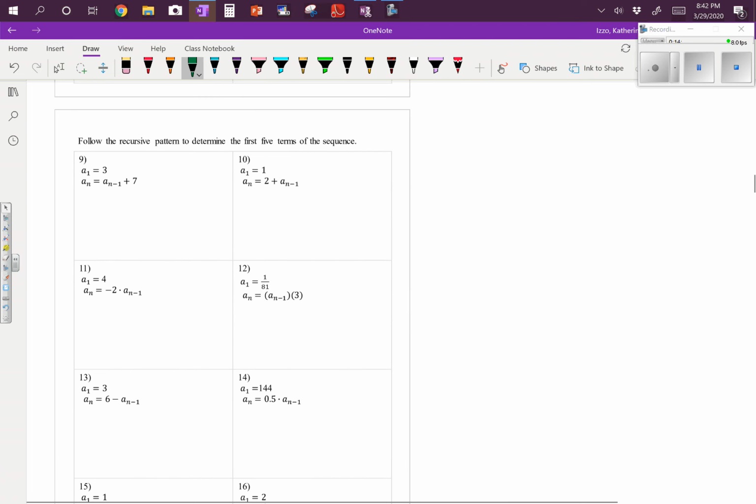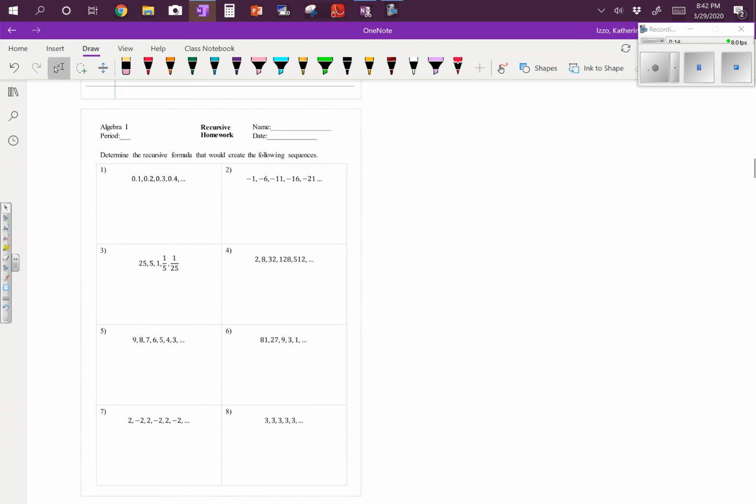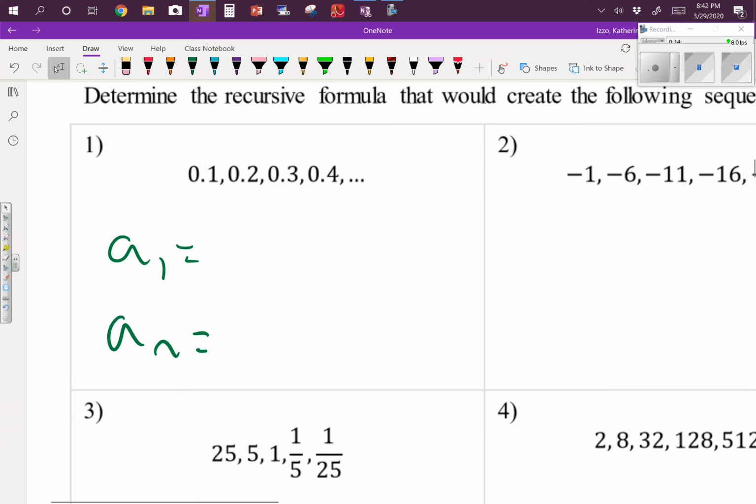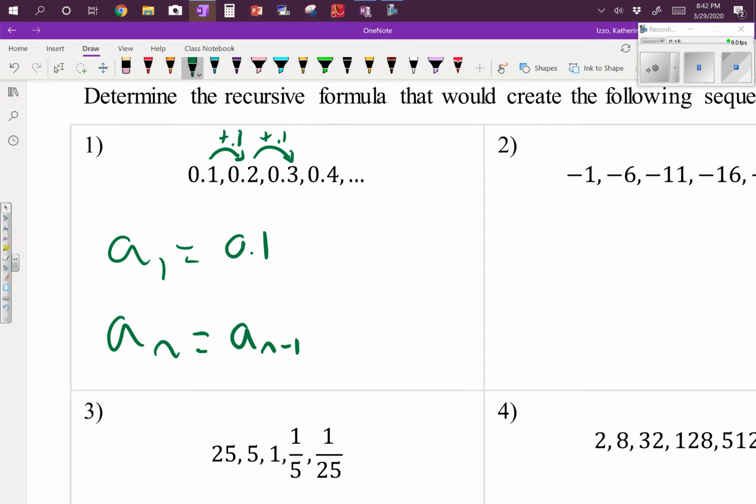The front of the homework is: determine the recursive formula that would create the following sequence. So we would have to say A1 equals and A n equals. For this one, A1 equals 0.1 and a n is a n minus 1, and then what am I doing each time? I'm adding 0.1, so plus 0.1.